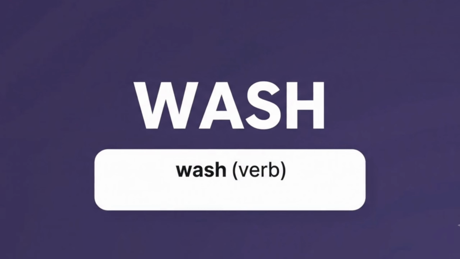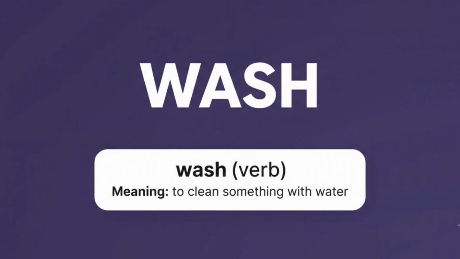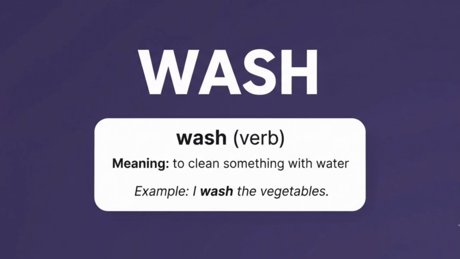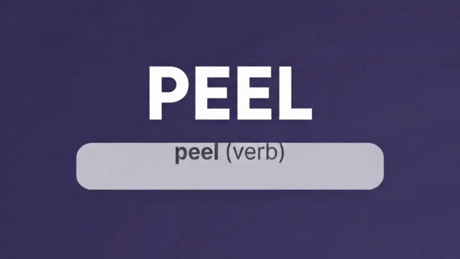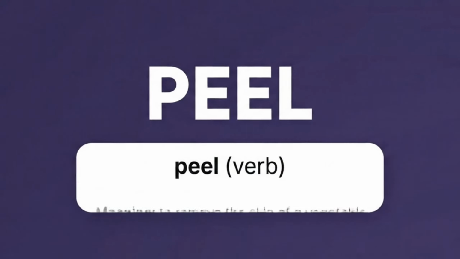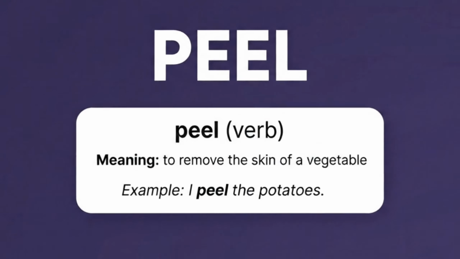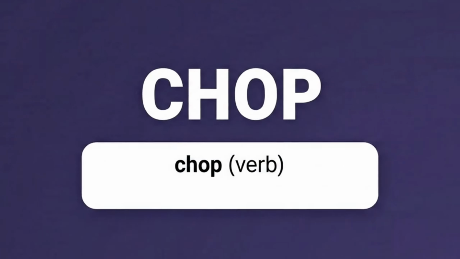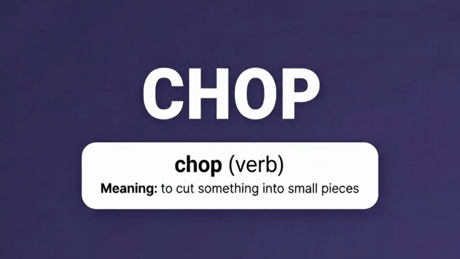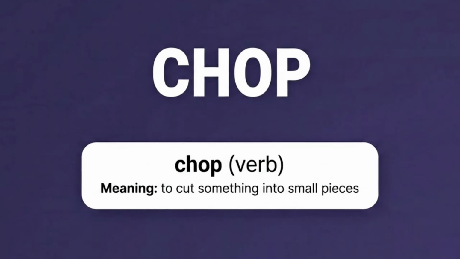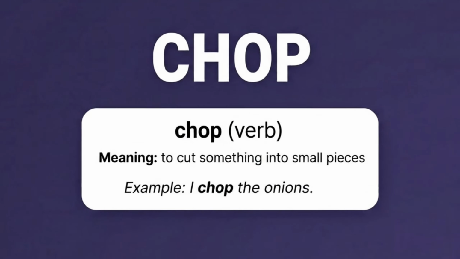Wash. Wash is a verb. It means to clean something with water. For example, I wash the vegetables. Peel. Peel is a verb. It means to remove the skin of a vegetable. For example, I peel the potatoes. Chop. Chop is a verb. It means to cut something into small pieces. For example, I chop the onions.